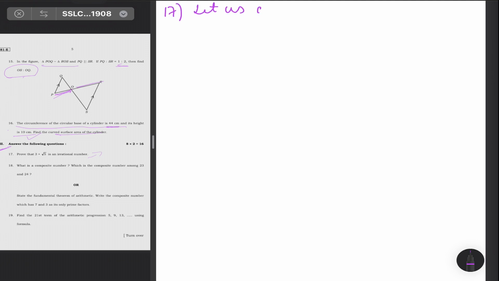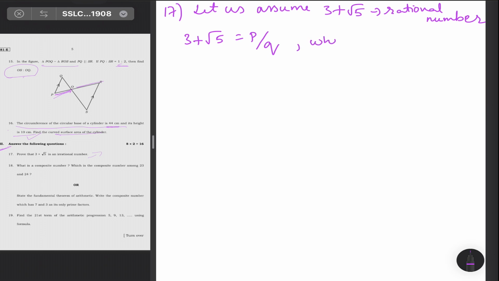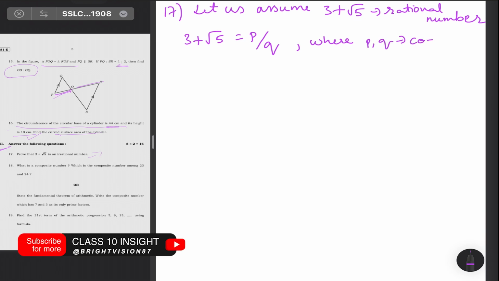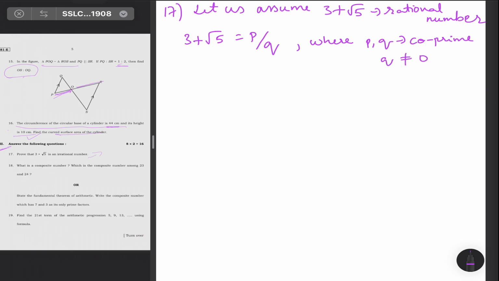To solve these kinds of problems, first we have to assume. Let us assume 3 plus root 5 is a rational number. If it is a rational number, then by the property of rational numbers, we know that it can be expressed in the form of P by Q, where P and Q are co-prime numbers and Q is not equal to 0.